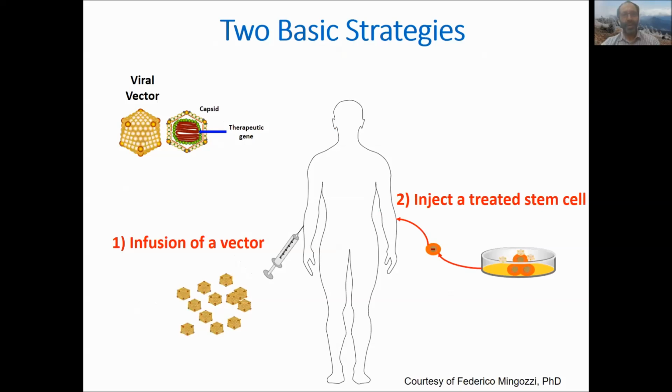And very broadly, we have two approaches. One is a direct infusion of the vector intravenously, or more targeted to a particular tissue, but an injection, like a typical intravenous medication. Or two is to inject a treated cell, like a stem cell, that would contain the transgene, and then those cells would go into the body and graft, and those would be the source of the therapeutic effect.